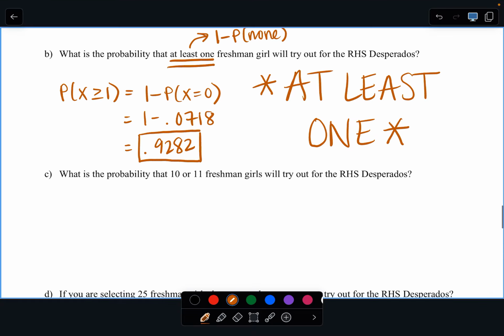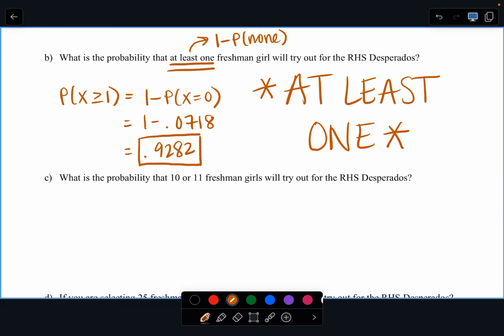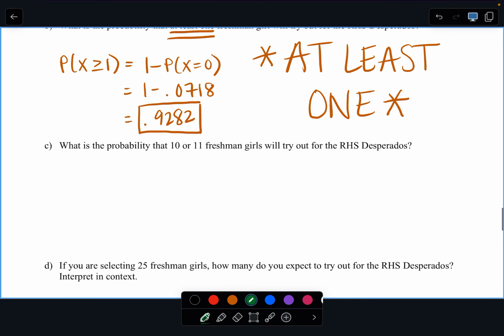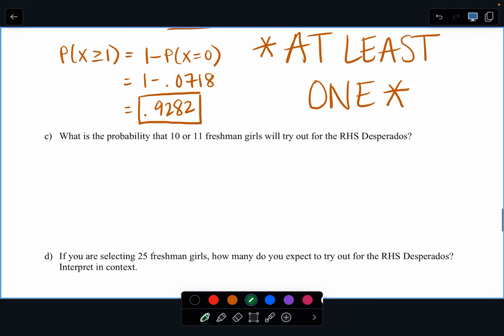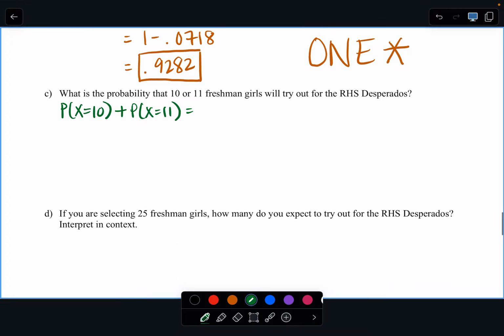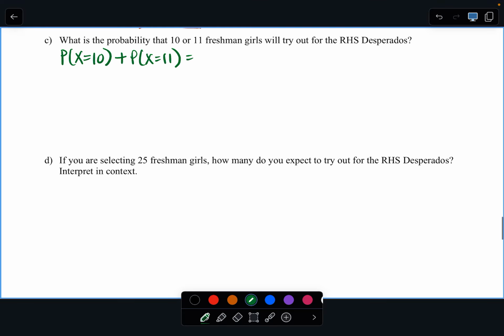Okay, another common question that I got from this particular MyMathLab homework was, what is the probability that 10 or 11 freshman girls try out? Well, whenever we did ORs with basic probability, it just turned into the addition rule. Same thing's going to apply. We're going to find the probability that x is equal to 10 plus the probability that x is equal to 11. I truly don't write a combined statement for these. I just write them as 2 different things.